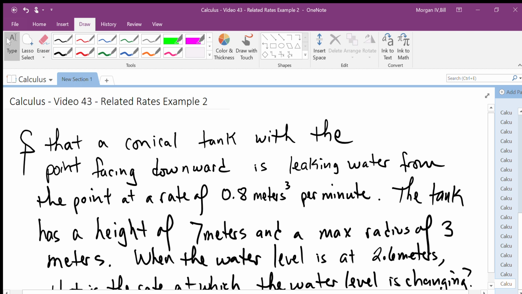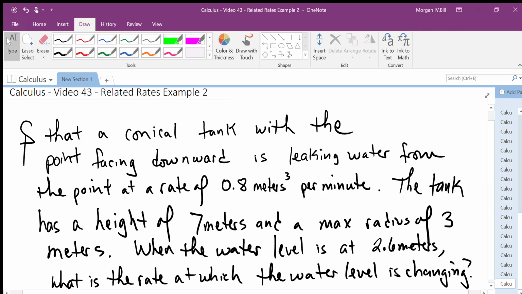Calculus video 43, related rates, example 2. Okay, so again, go ahead and write down the problem here, pause the video, write it down, come back when you're done. Alright, so suppose that a conical tank, if you're not familiar with conical, it means cone-shaped.